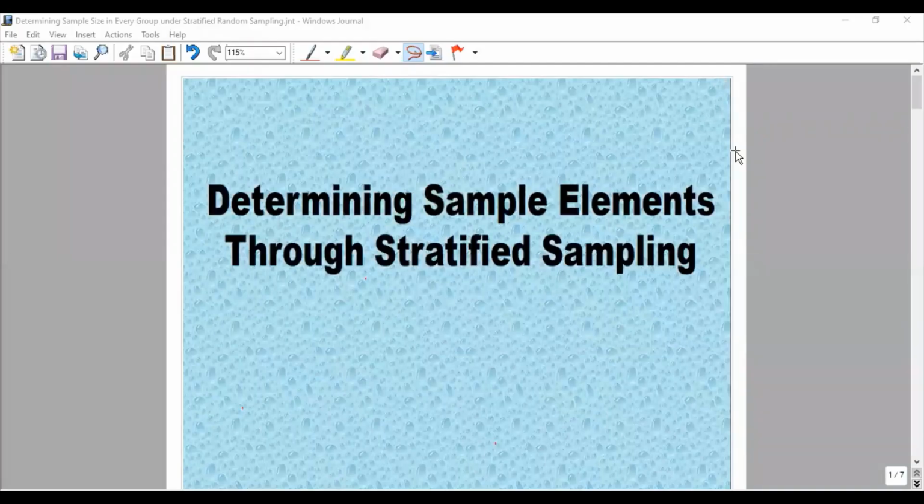One of the effective techniques of determining sample elements from a population is stratified sampling, because it proportionally divides the samples to the different groups or categories. This video will guide you how to stratify your samples to the different groups of populations. But before we discuss an example, we recall the concept.